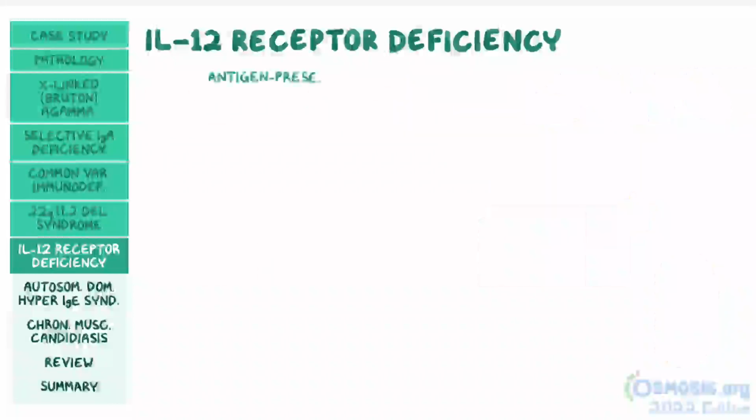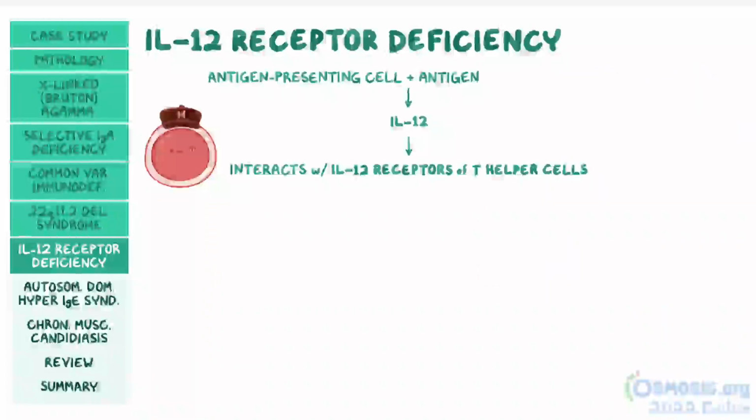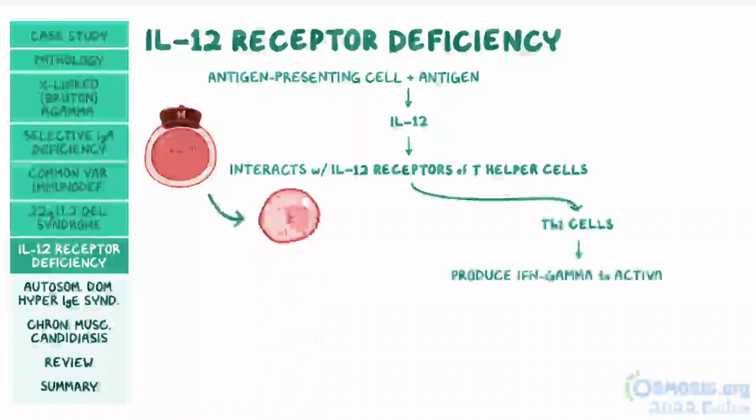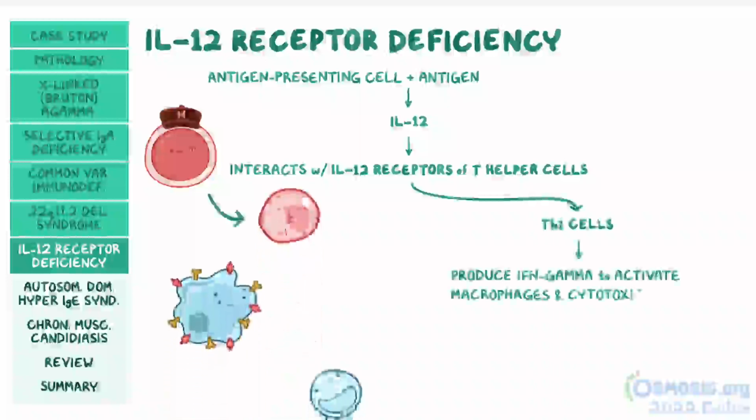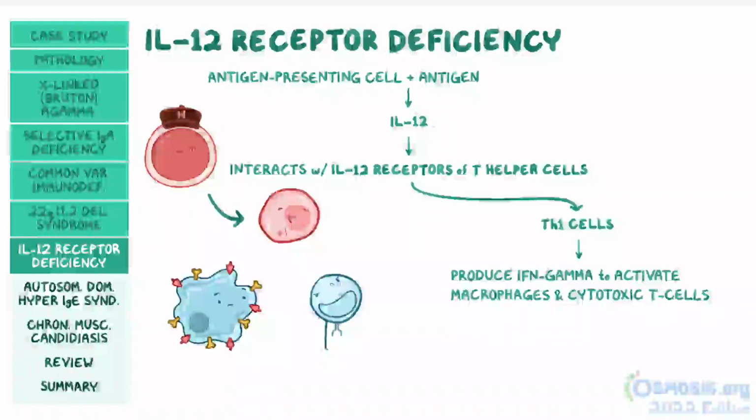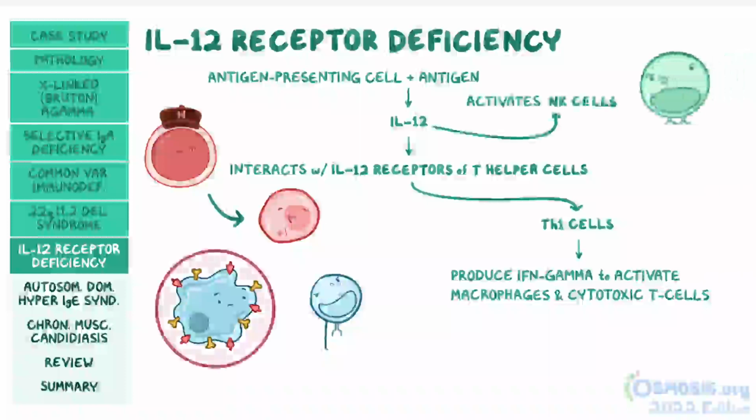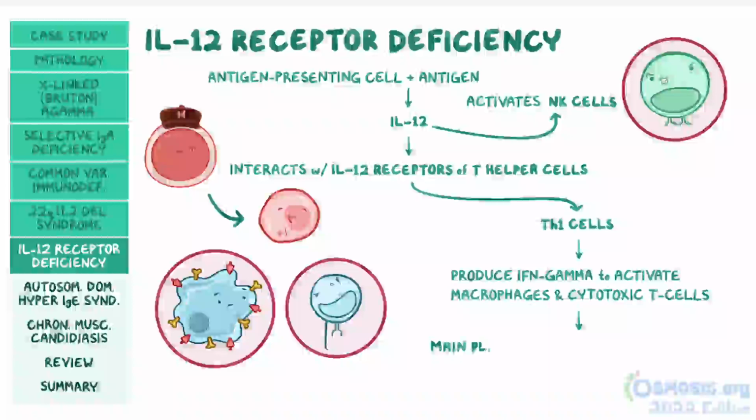When an antigen-presenting cell comes in contact with an antigen, it produces IL-12, which interacts with IL-12 receptors found on the surface of T helper cells. This makes the T helper cells differentiate into Th1 cells, which in turn produce interferon gamma to activate macrophages and cytotoxic T cells. In addition, IL-12 activates natural killer or NK cells. And together, macrophages, cytotoxic T cells, and NK cells are the main players in cell-mediated immunity.